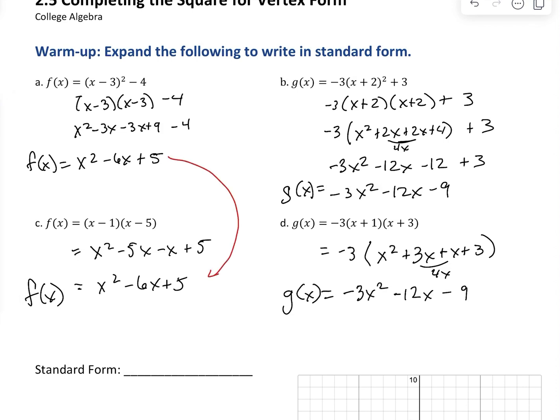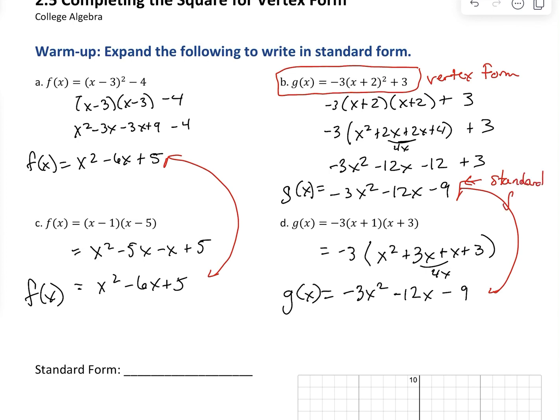So I don't know if you noticed here, but these two answers are the same. And these two answers are the same. And that's because this right here is called our vertex form. This right here is our standard form. And then down here, this is the factored form. Each one of these gives us something specific about our graph.